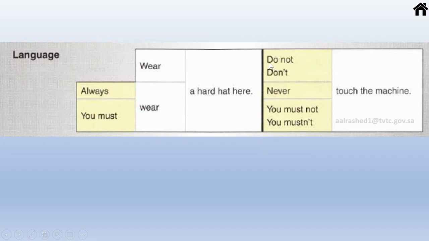For example, I tell you, do not come. With the object, do not come without the book. Never come without the book. You mustn't. Okay, you mustn't. It means never come without a book.